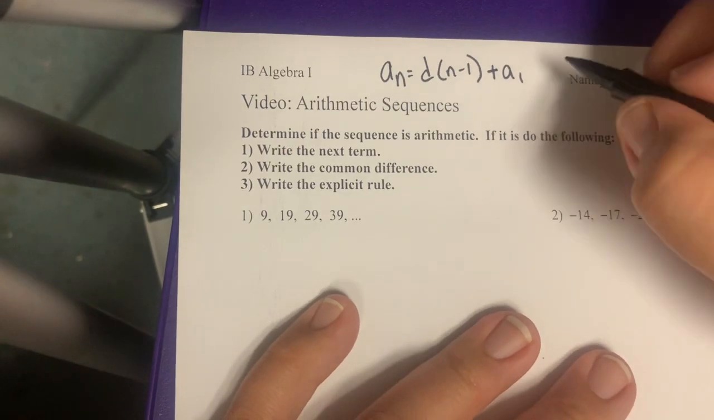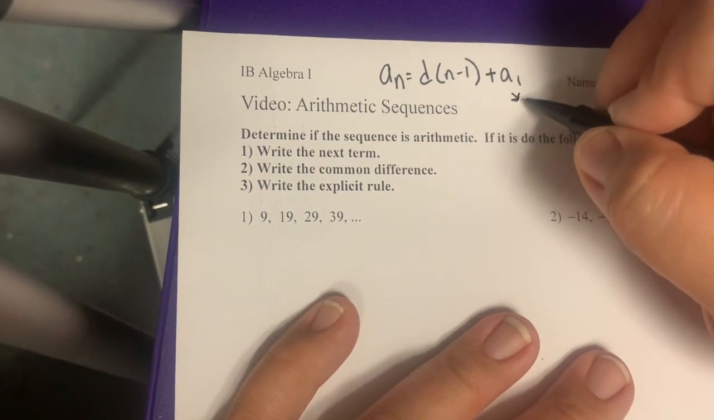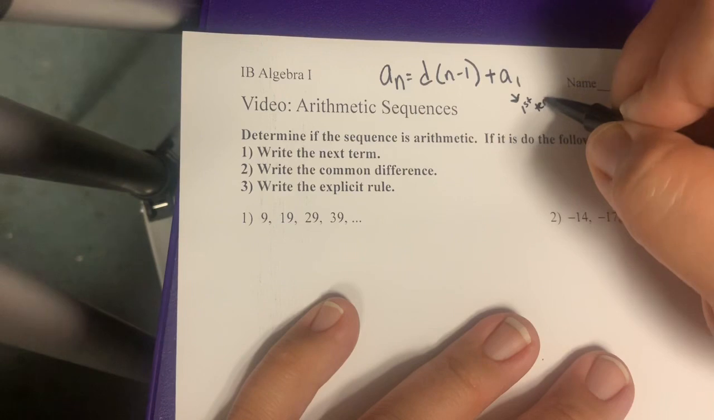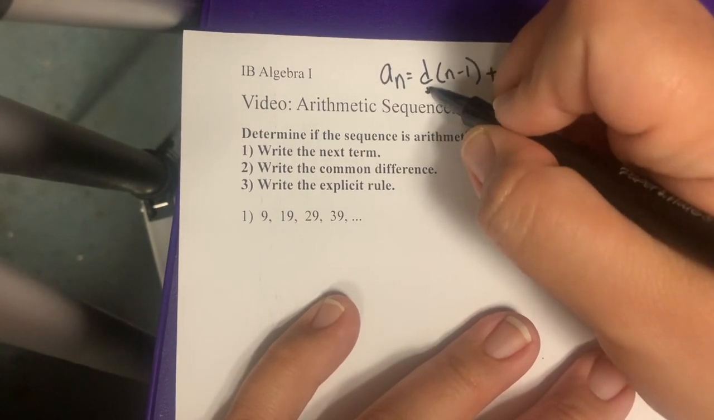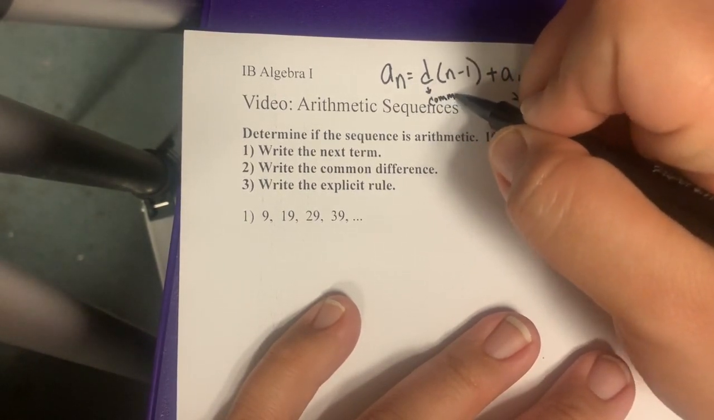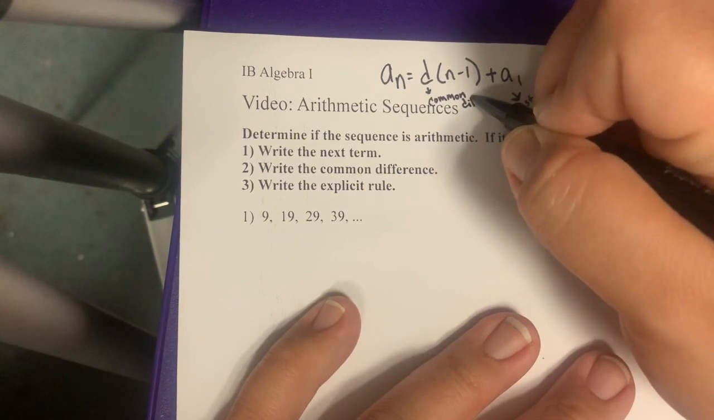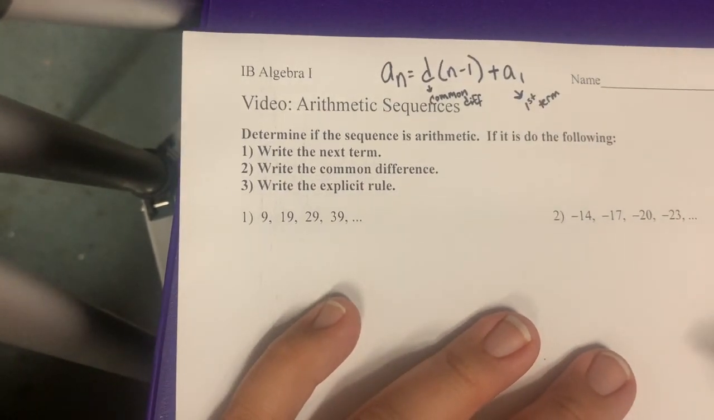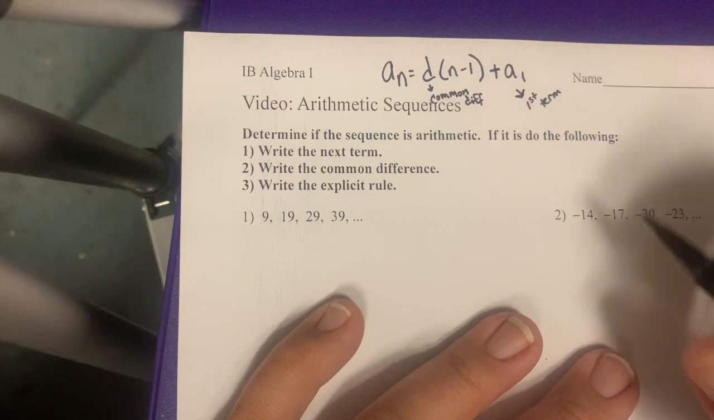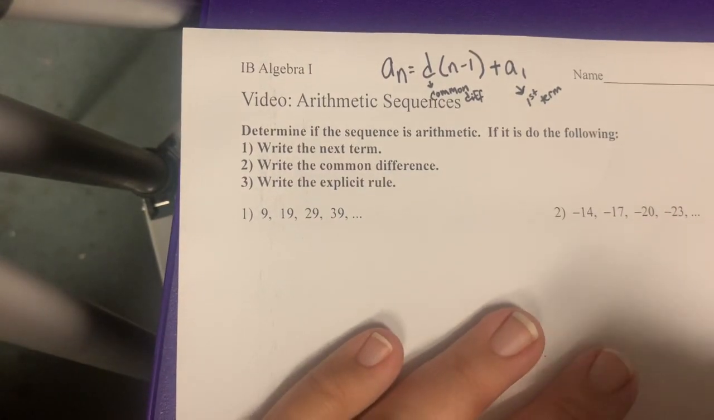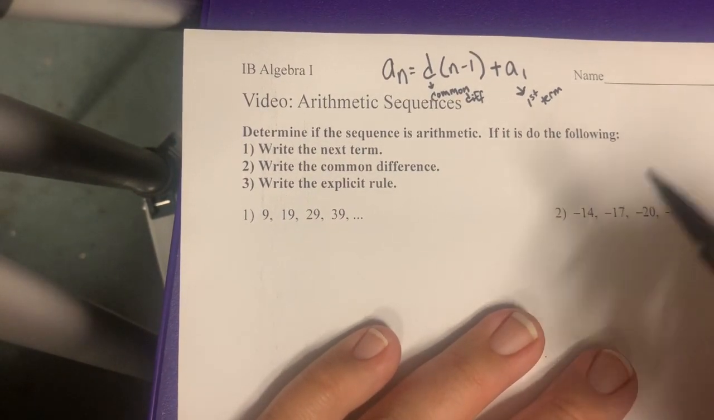And I want to remember that a sub 1 is the first term, and that d is the common difference. So if the sequence has a common difference, then it is arithmetic, and then we can use this formula. So first I have to see what is the pattern, how are they changing.